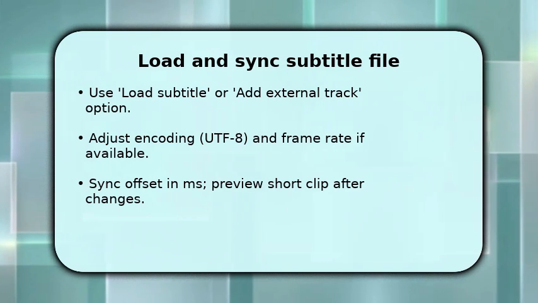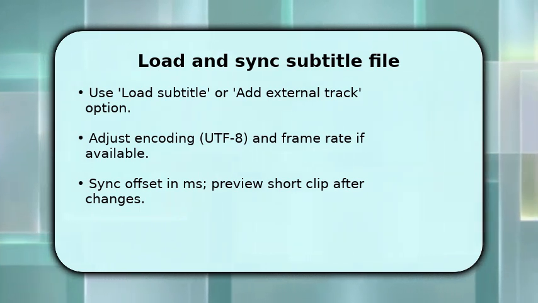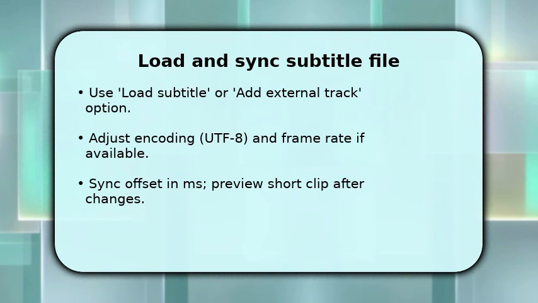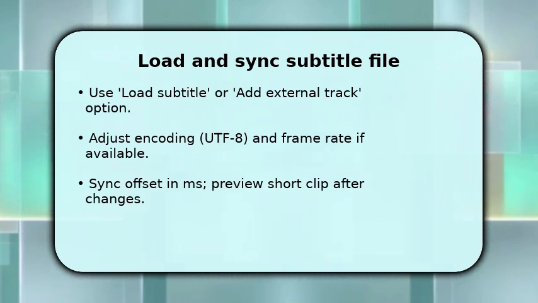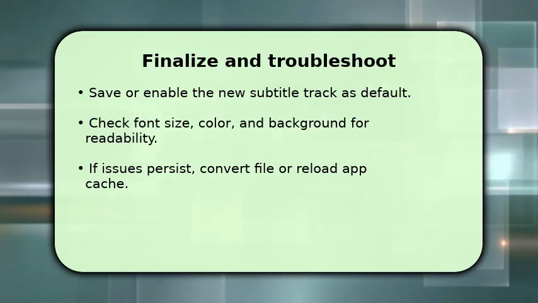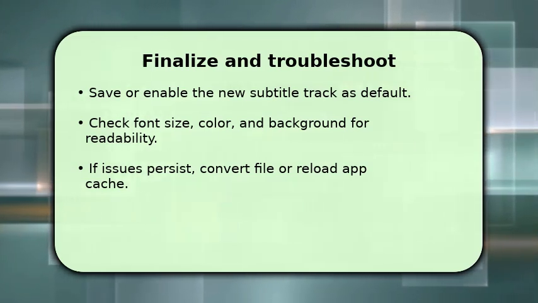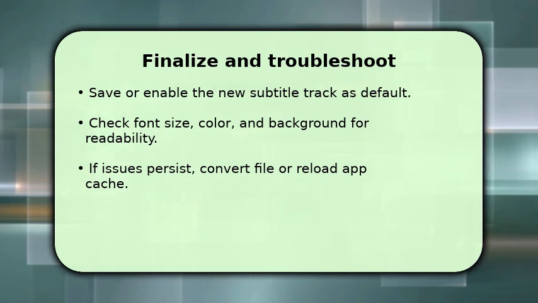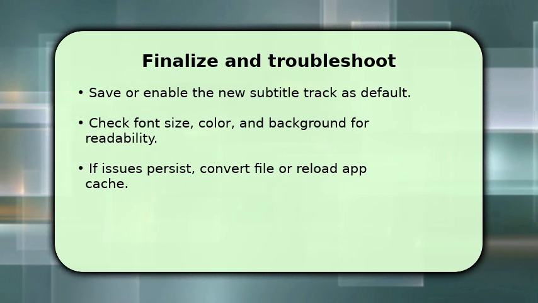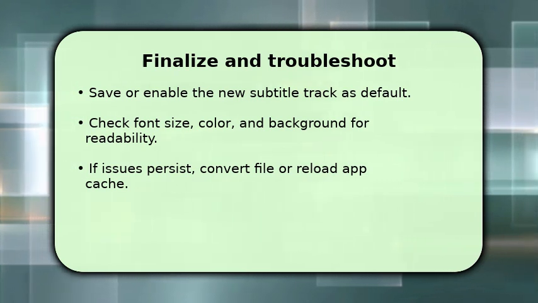Once done, play a short clip and watch for misalignment. If text appears too fast or too slow, repeat small offset tweaks, and you finalize by saving the track or enabling it as the default subtitle option so it loads automatically next time. Make sure to set readable font size, color, and background contrast. If the app offers style settings, apply them now so subtitles remain visible on all scenes.